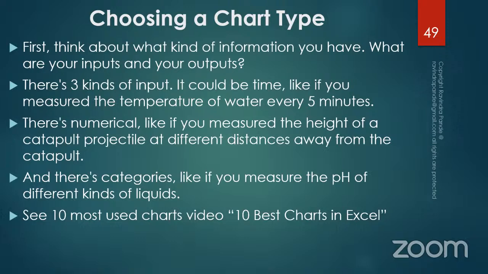So now here let's try to understand the charts and the graphs within Excel, and let's try to practice on that. There are 3 kinds of inputs. It could be time, measured temperature, water every 5 minutes. First think about the kind of information you have. What are your inputs and outputs? So whenever you try to do analysis, you first think on these 3 lines. What you have, what has to be answered in terms of questions, and what are the inputs and outputs. These 3 things basically drive the way you want to do analysis.